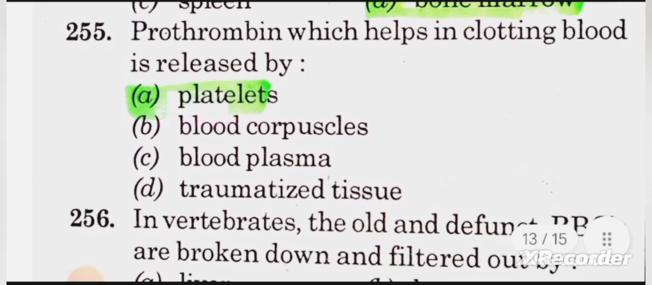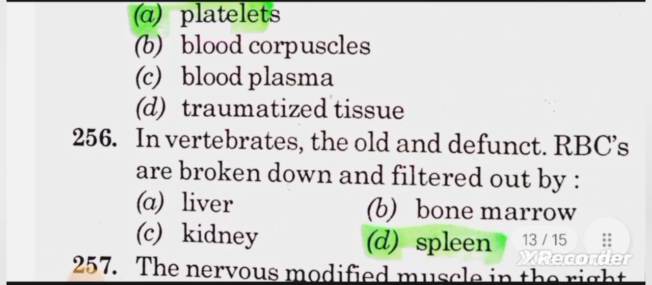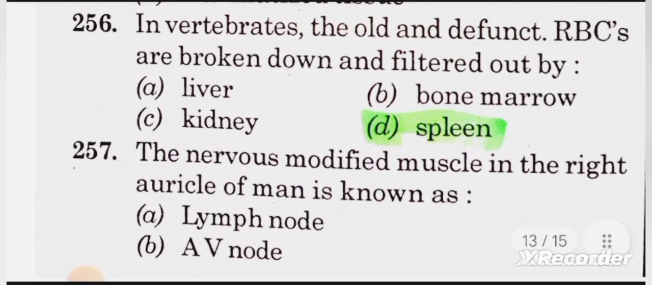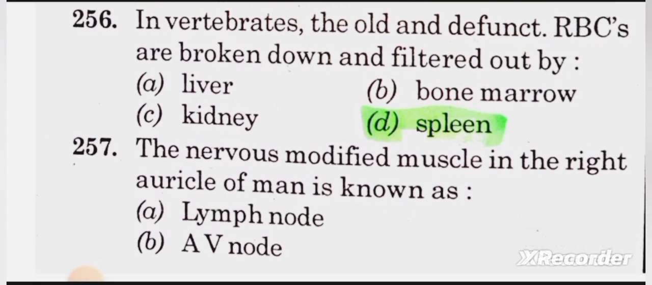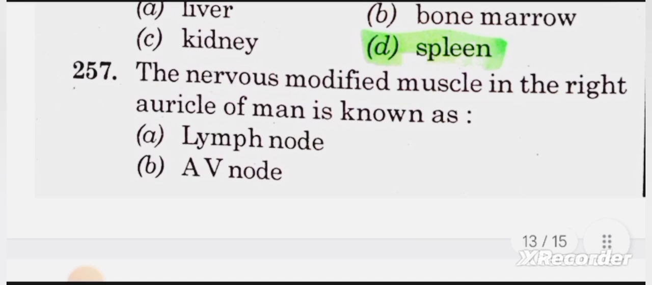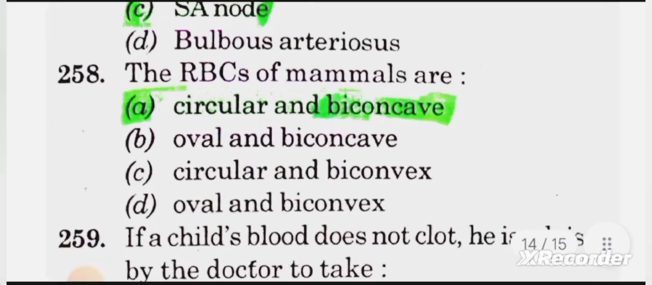Next, 255. Prothrombin, which helps in clotting blood, is released by answer A, platelets. Next, 256. In vertebrates, the old and defunct RBCs are broken down and filtered out by answer D, spleen. Next, 257. The nervous modified muscles in the right auricle of man are known as answer C, SA node.